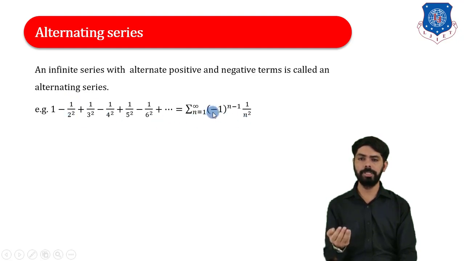Same way if we put n is equal to 3, then here (minus 1) raised to 3 minus 1, so it will be (minus 1) raised to 2, so it will be plus 1 into 1 divided by 3 square, so here it will be plus 1 divided by 3 square. So this is called alternating series, because here you can see that there are alternatively positive and negative terms.